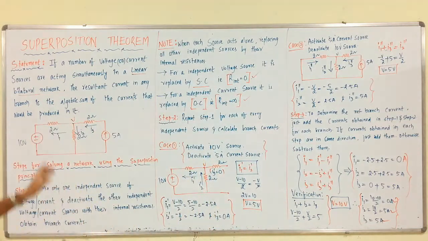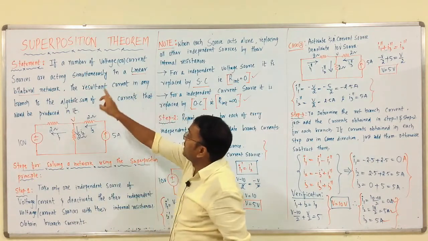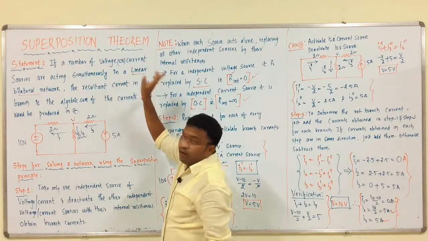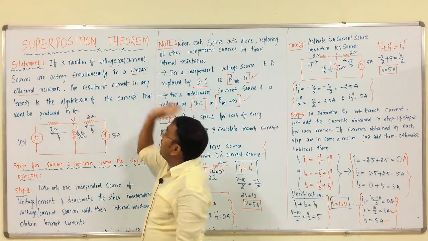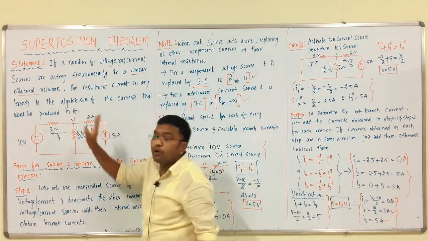Simple. First, what is the statement? If a number of voltage or current sources are acting simultaneously in a linear bilateral network, this is a very important point, the resultant current in any branch is the algebraic sum of the currents that would be produced in it.